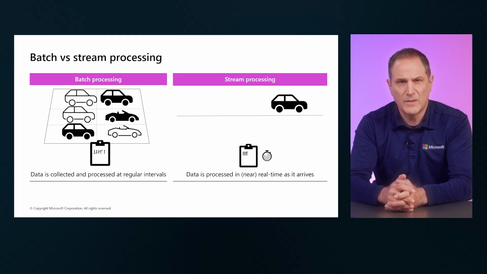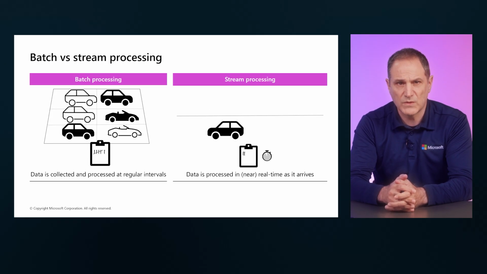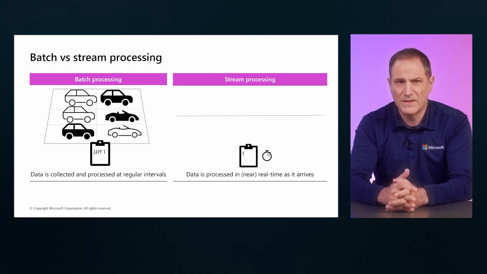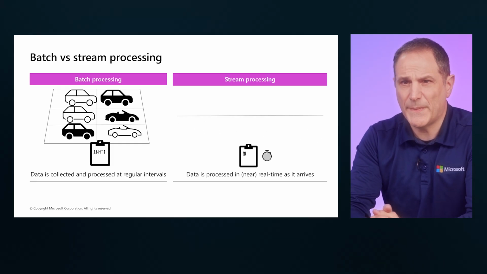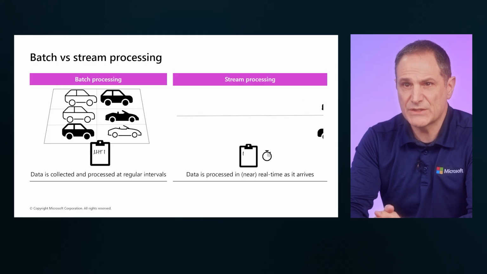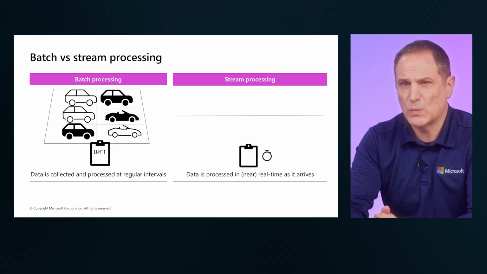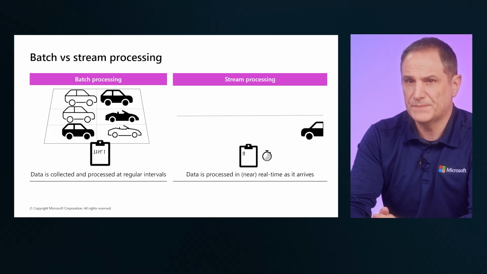In practice, many large-scale analytic solutions use both approaches together. Stream processing is often used to capture and analyze real-time data, filter or aggregate it, and display results in live dashboards. At the same time, those processed results are stored so they can be combined with batch processed historical data. This allows organizations to analyze what's happening right now while also understanding long-term trends.